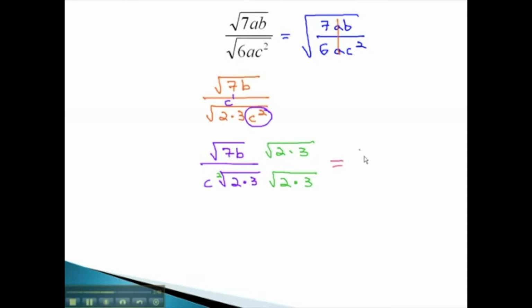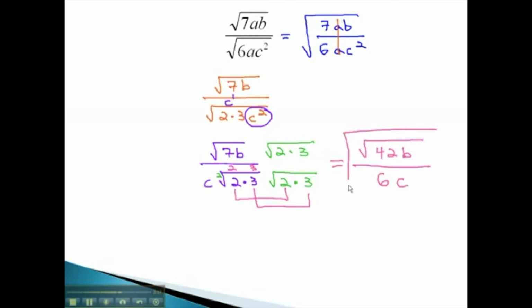When we do this in the numerator, we have 7 times 2 times 3, which is 42b. In the denominator, we'll have 2 squared, which comes out as a 2, and 3 squared, which comes out as a 3. Notice there is no radical remaining. We have 2 times 3, or 6c. This is our final rationalized answer, as there is no radical in the denominator.